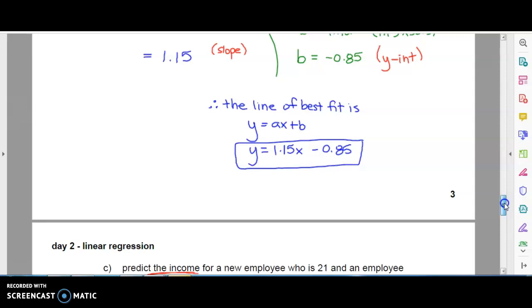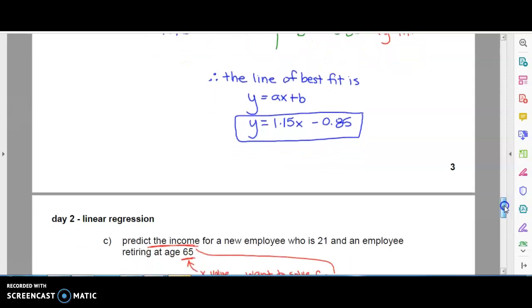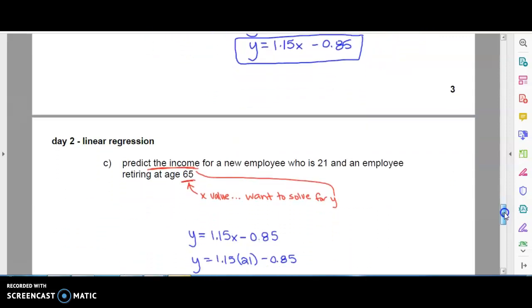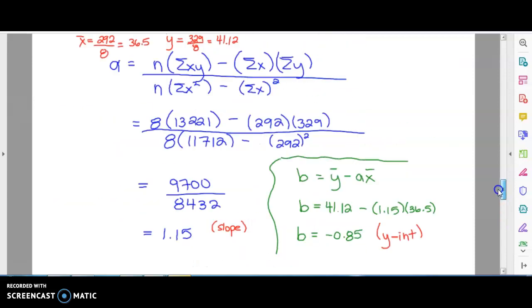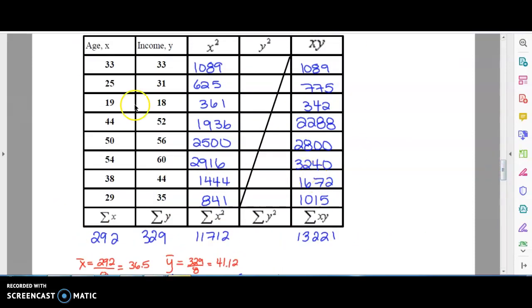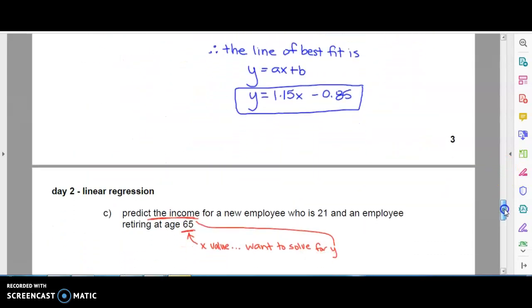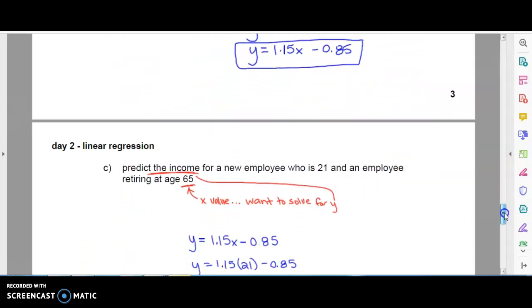What can we do with that line of best fit? As I had mentioned earlier, we can make some predictions. So predict the income for a new employee who is 21 and an employee retiring at 65. Okay, so we have a set of data here, but we don't know the exact value for somebody who's 21 because we don't have a 21-year-old here, and then also we don't have a 65-year-old here. So we can't look at our table for those values, but what we can do is now use our line of best fit and predict what a 21-year-old employee would make.